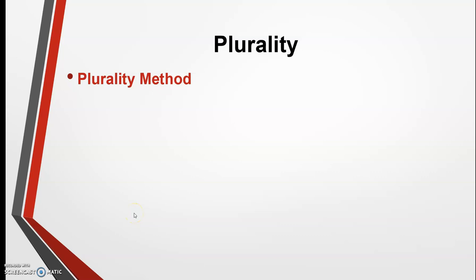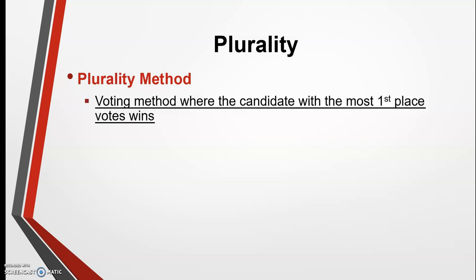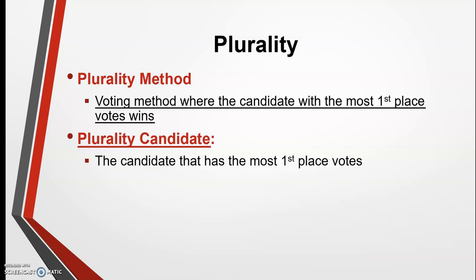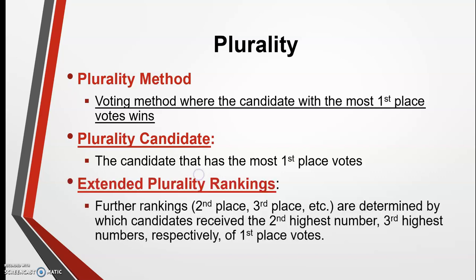The first method that we're going to talk about is the plurality method, and you heard me refer to plurality a little bit earlier. The plurality method simply says that the candidate with the most first place votes wins the election. So it doesn't matter if that candidate is a majority candidate. That candidate simply has to have more first place votes than any other candidate. So the candidate that has the most first place votes, we refer to as a plurality candidate. And keep in mind, this plurality candidate could be a majority candidate, but they don't have to be.